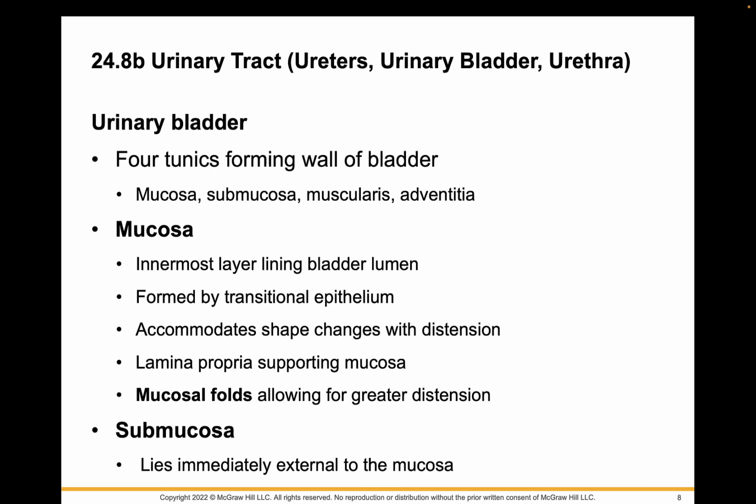So this allows it to change shape and accommodates the distension that will take place as the bladder fills with urine. There is also this lamina propria that is supporting the mucosa. And once again, we're going to see mucosal folds that allow for a greater distension. The submucosa, this actually lies immediately external to the mucosa.